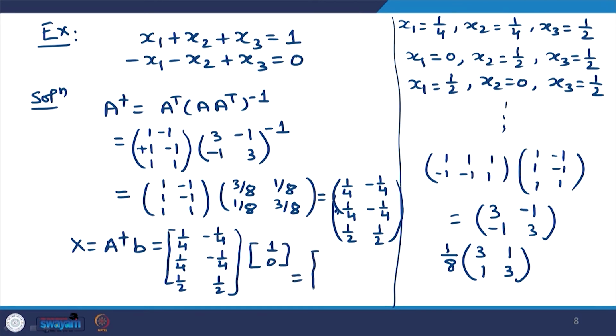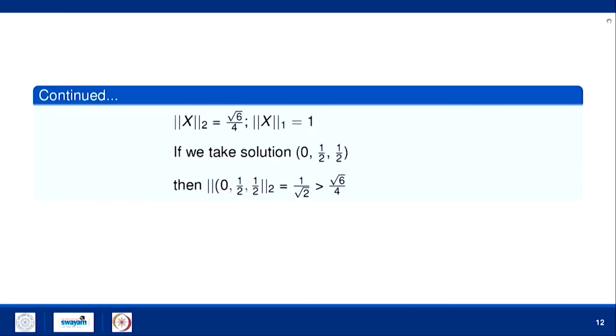So, we get 1 by 4, 1 by 4 and 1 by 2. So, this solution is the minimum norm solution. Just to verify it, the length of this solution is root 6 by 4. If we take another solution, let us say 0 half half, then its Euclidean norm is 1 by root 2, which is of course bigger than square root 6 upon 4. Similarly, we can verify for other solutions.